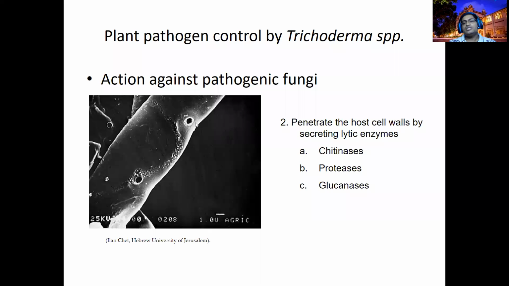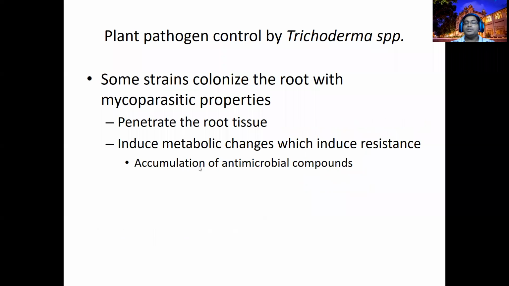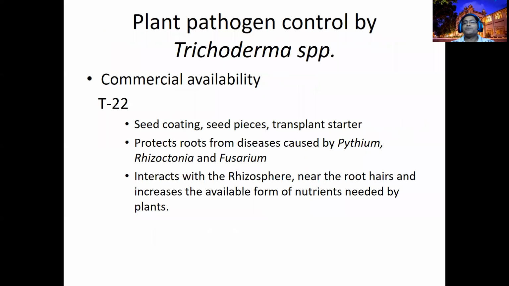Again, so pathogenic fungi, this bacteria, the Trichoderma, how it is working. They are producing these enzymes, pectinases, proteases, and glucanases. You see, they are causing damage to the cell. This is an electron microscopic picture. Trichoderma can also penetrate root cells. Through the roots also they can penetrate and attack. Nowadays commercially available products are there, T22, Trichoderma 22, against Pythium, Rhizoctonia, Fusarium.